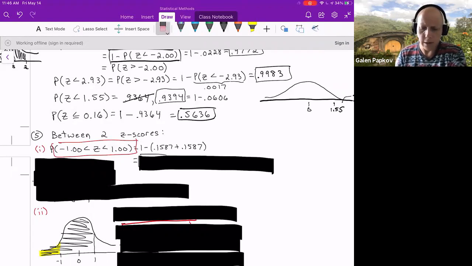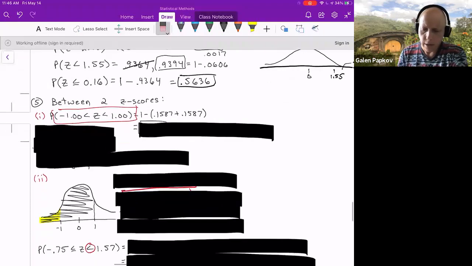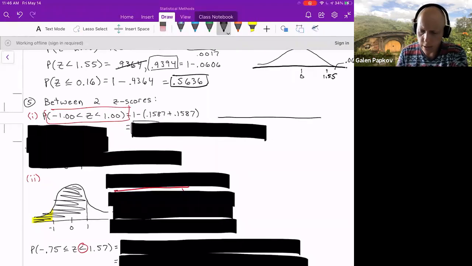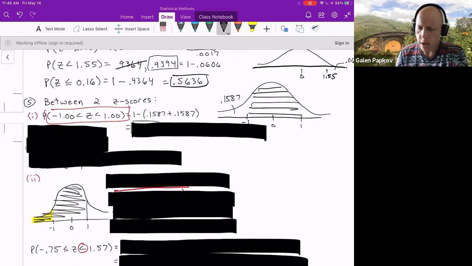And the first is that you might take a picture like this. And we want the area between plus and minus 1. So we're interested in this region here. But using the table, you know that this is going to be 0.1587. And by symmetry, this is also 0.1587.